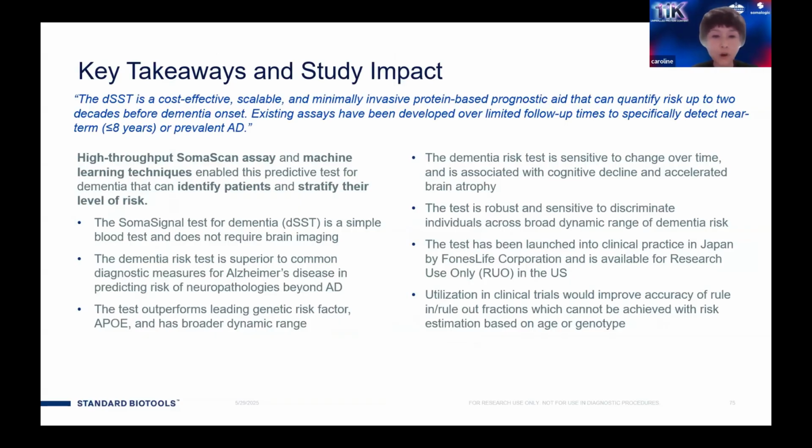And then the test outperformed this genetic risk factor, which is the ApoE genotyping test. And this test has also been validated using a different population. The Japanese population is currently being used in clinical practice in Japan. So for the rest of the world, this is still a research use only test, but this is a demonstration that it is possible to use proteomic signatures for risk prediction.